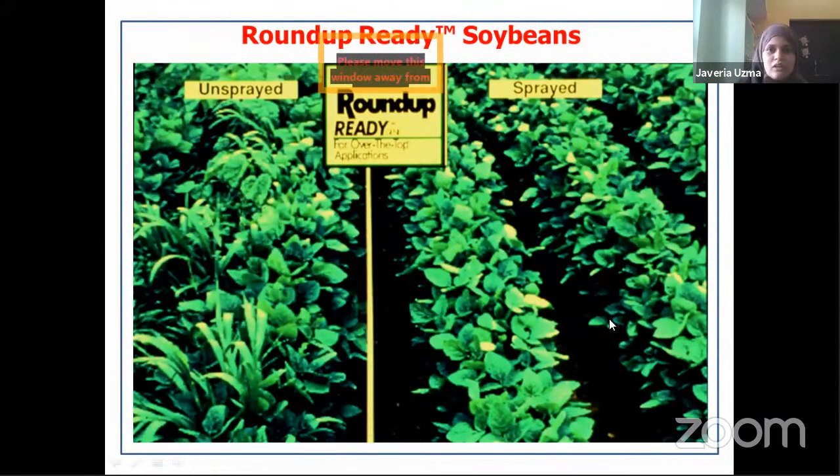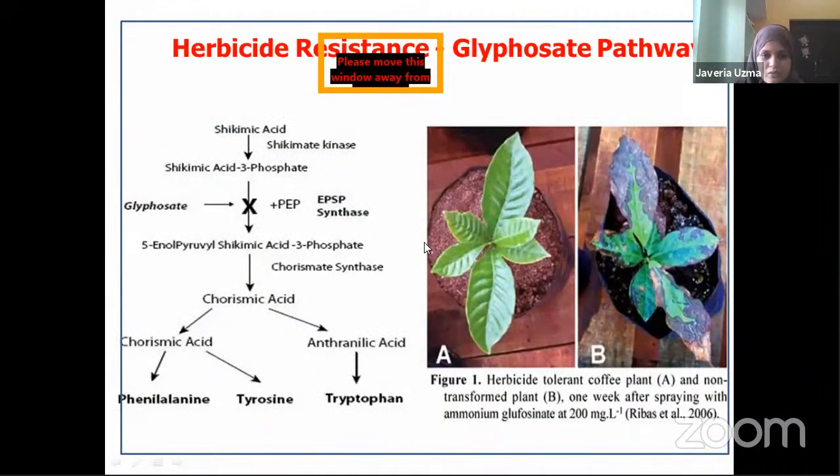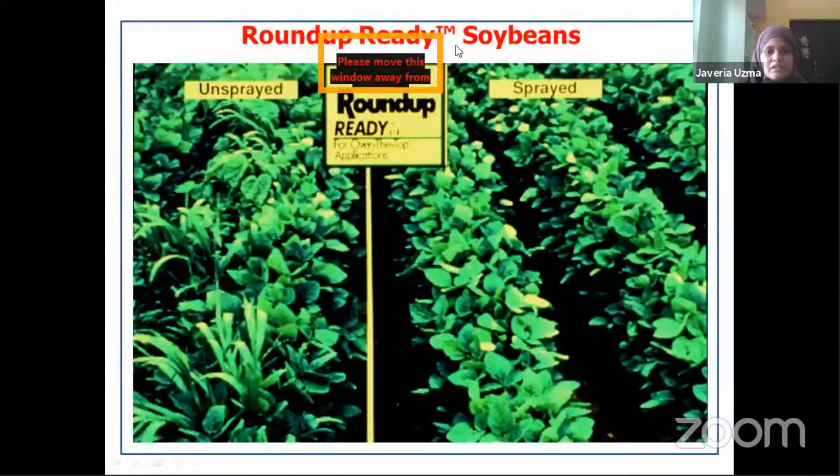So this is about herbicide resistance, where this pathway is blocked by herbicides in sensitive plants, whereas in resistant plants this pathway is not blocked, creating essential amino acids. Then coming to the next application of transgenic technologies, it is insect resistance.